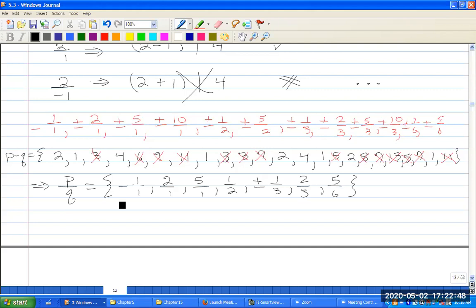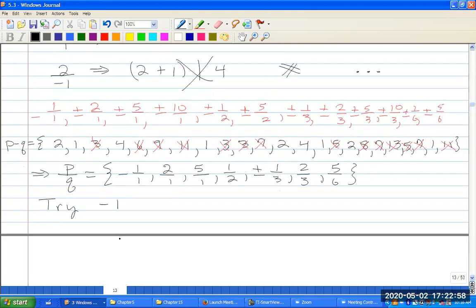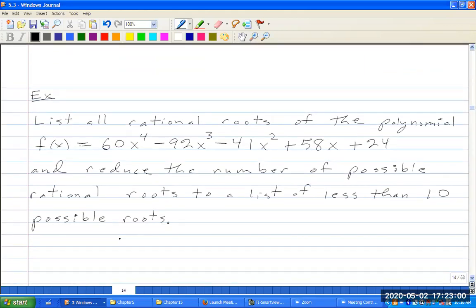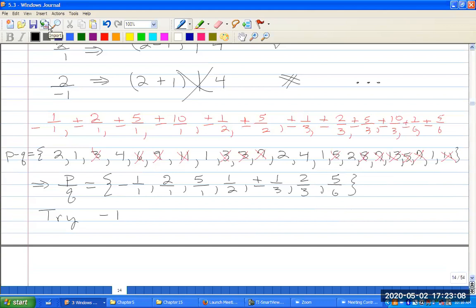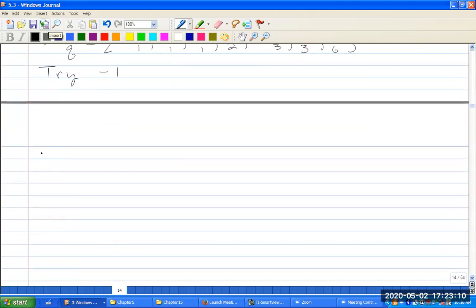So if I picked 1, now let's try negative 1 and see if negative 1 works, and see what happens. So I'm going to try negative 1. My polynomial was negative 6, negative 1, 1, and 10.